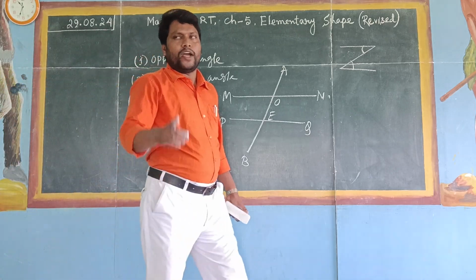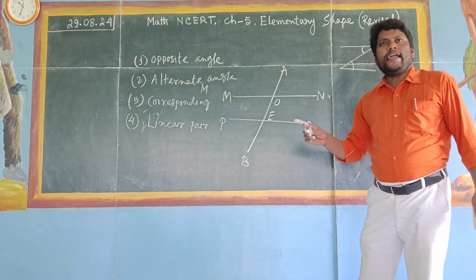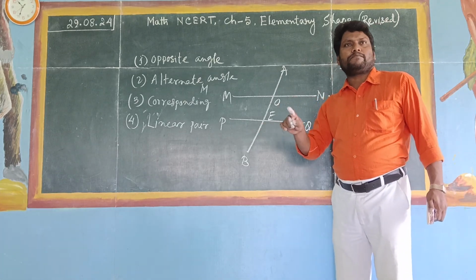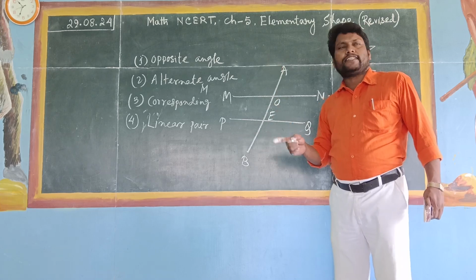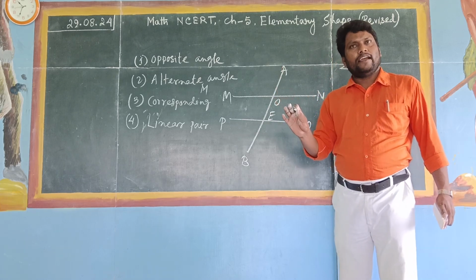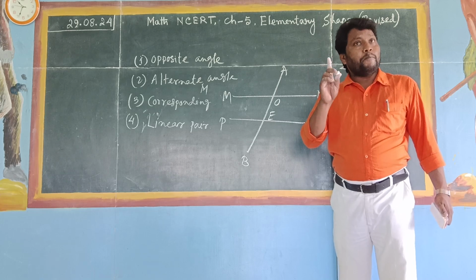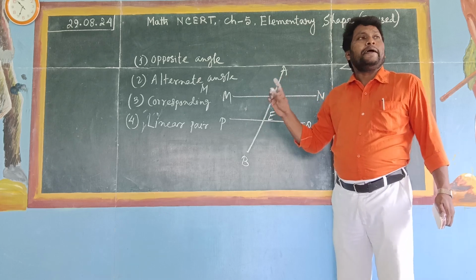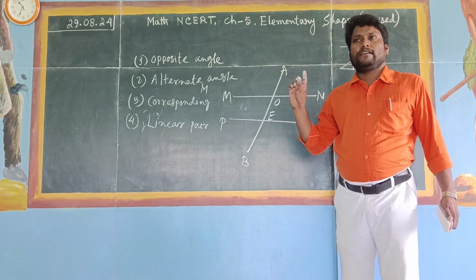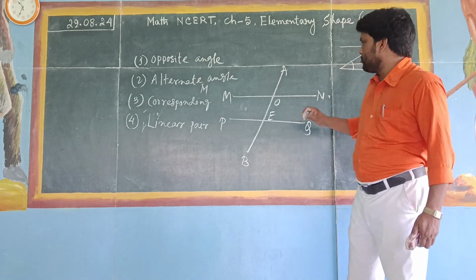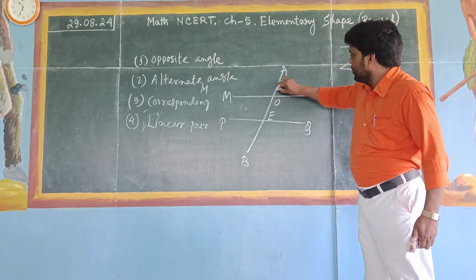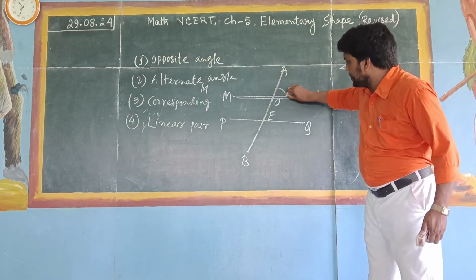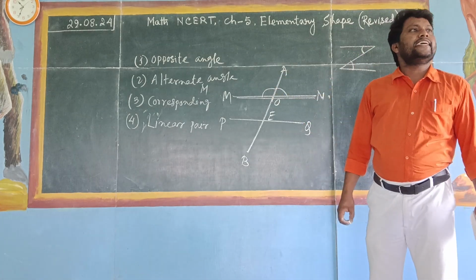Linear pair means when one line intersects another line, two angles are formed on either side. On either side of the intersecting line two angles are formed. Okay, and their sum must be 180 degrees. Then you will call it a linear pair. Suppose, look, this line is intersected by that line. So this angle and this angle are called a linear pair.